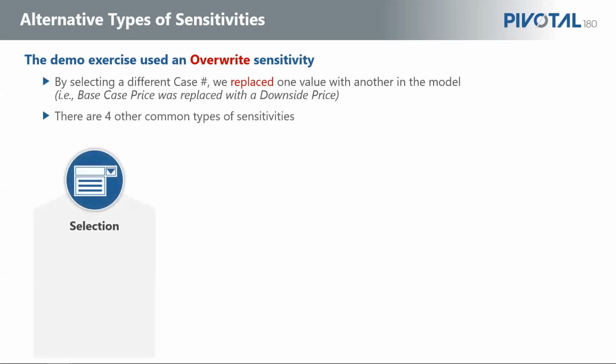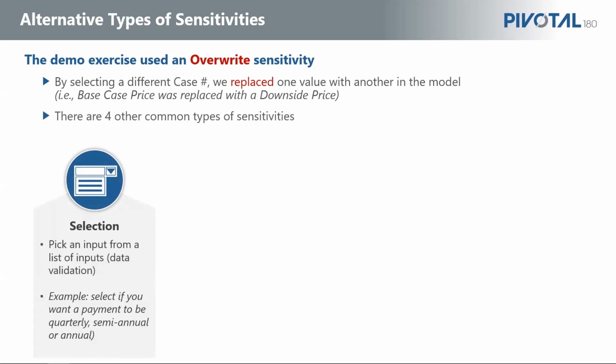The first is what we would call a selection sensitivity. And you would use this when you wish to limit the number of choices that a user can have in determining what that input might be. So if, for example, your model has the flexibility to be turned into a quarterly or a semi-annual or an annual model, there are really only 3 choices that the user should have. And therefore, you can use the data validation functions and a pull-down menu to create a sensitivity that looks that way.